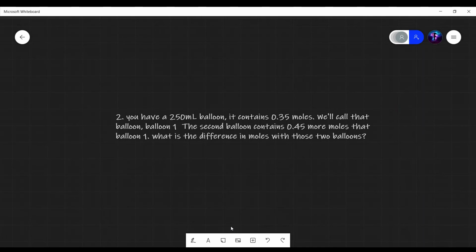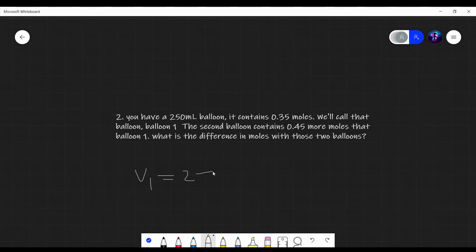So, number 2, you have a 250 milliliter balloon. It contains 0.35 moles. We'll call that Balloon 1. The second balloon contains 0.45 more moles than Balloon 1. What is the difference in moles with those two balloons? So, we are going to write what we know. We know that V1 is 250 milliliters, and N1 is 0.35 moles.